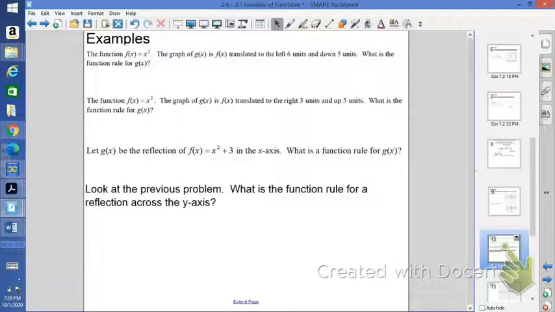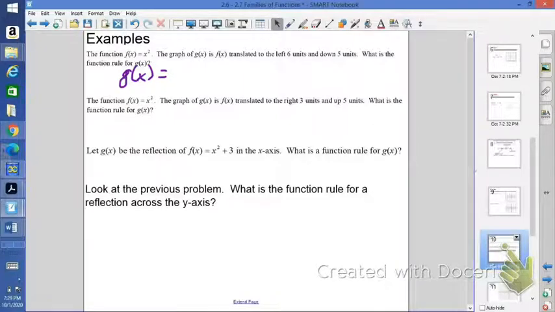The next one here: the function f of x is equal to x squared. So again, we have the parent quadratic function, and it says that the graph of g of x is f of x translated to the left 6 units and down 5 units. What is the function rule for g of x? So g of x is going to equal... We want to move left 6. Remember the hint: add to the x, go left.